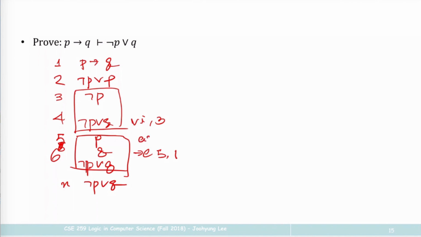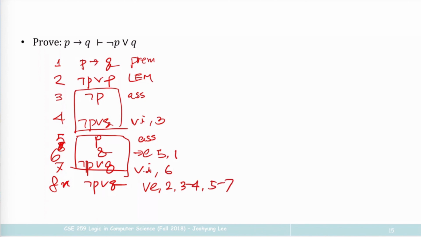Okay, so this is assumption. This is law of excluded middle. This is premise. Line 7, again, I know Q, so I can derive not P or Q, right? Or introduction. So this is my line 8. We are done. So or elimination from line 2, 3 to 4, 5 to 7.